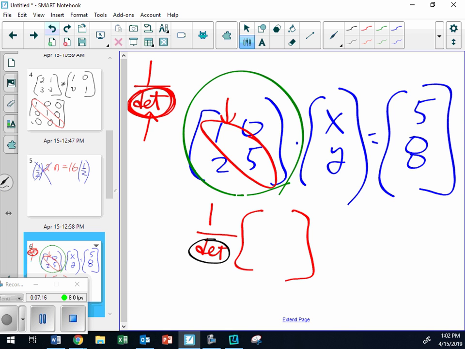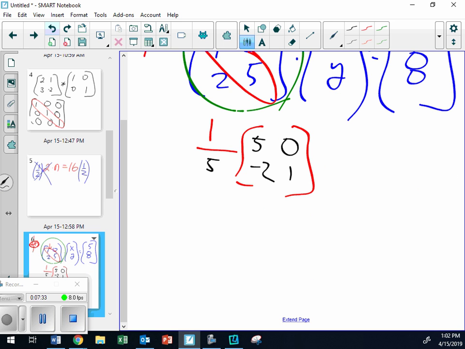What was the determinant? We just figured it out. 5. 1 over 5 times, these get reversed. These do opposites. There you go. Now don't get all confused because there's a fraction out front. It's just 1/5 times 5, which makes 1. Finish it.